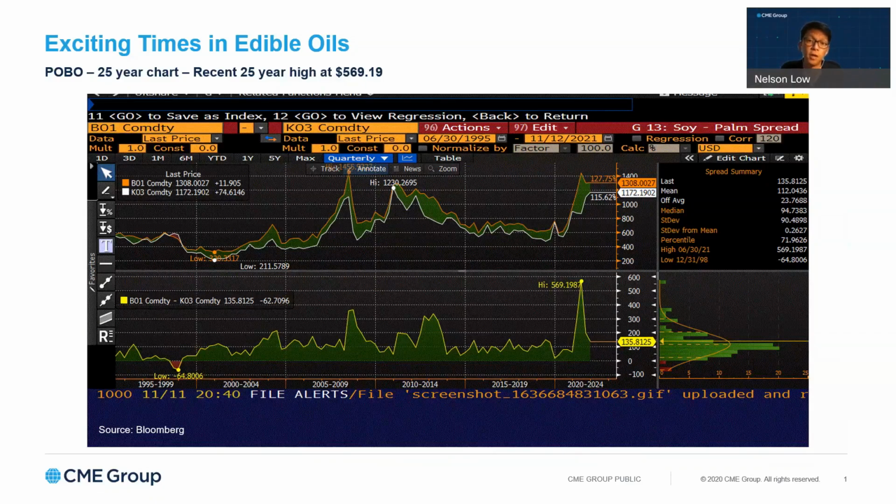And in fact, this year happened to be one of the most volatile years, where the price of soybean oil went up so sharply that the spread reached $569 per metric ton. And that's a 25-year high. But as you can see, that spread is slowly coming back, and right when this chart was produced, it was back down to a $135 spread.